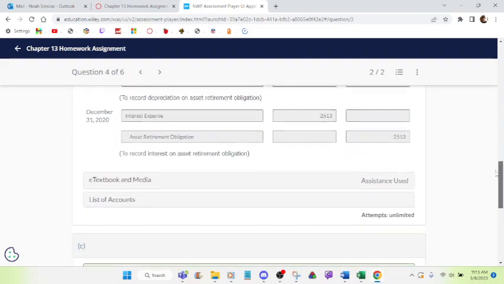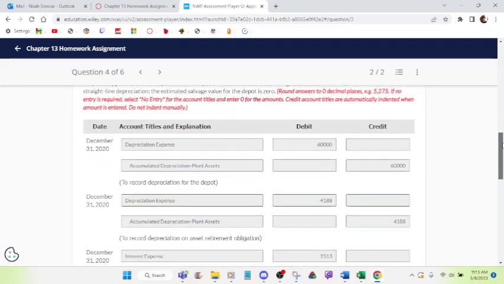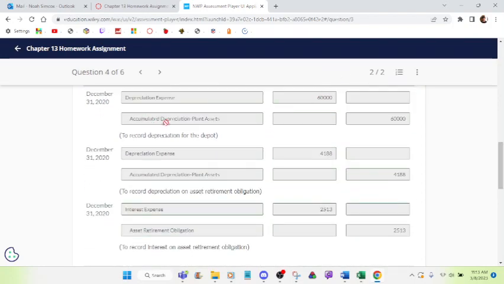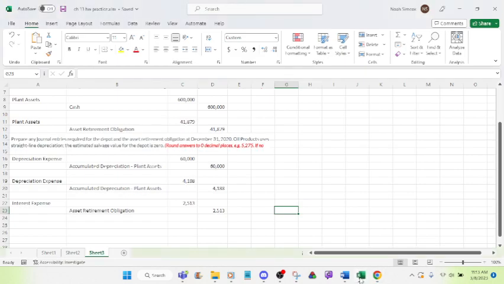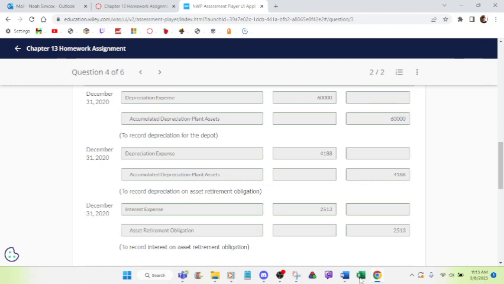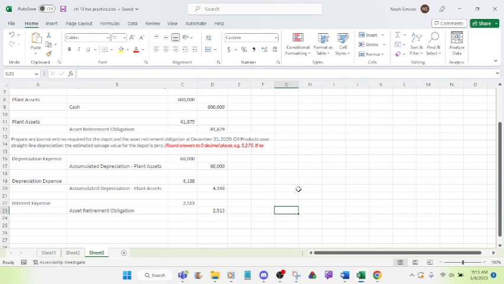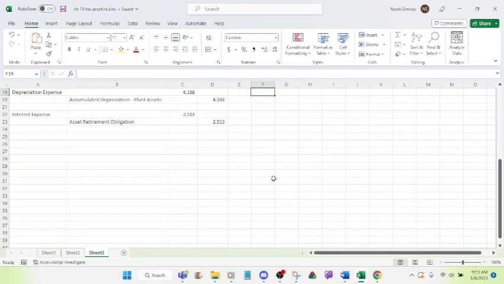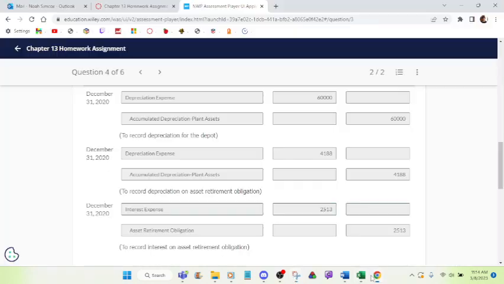Okay, so let's see. Is there a C? Yes. So first, depreciation expense 60,000, accumulated depreciation plant assets, and I was right for both of those. Asset retirement obligation, I was right for all of them. All of these were right in terms of the account names. And the numbers are correct as well. So all of this is correct. I did it correctly on part B. And then part C. And then we can stop.